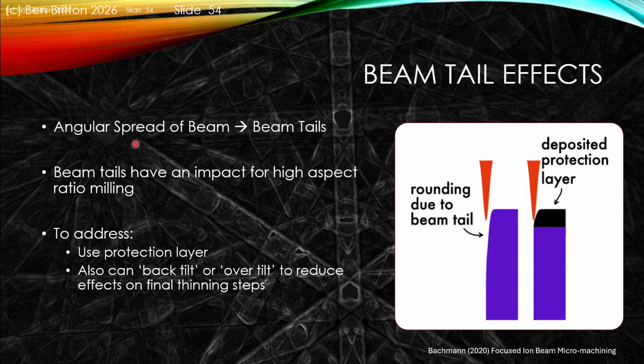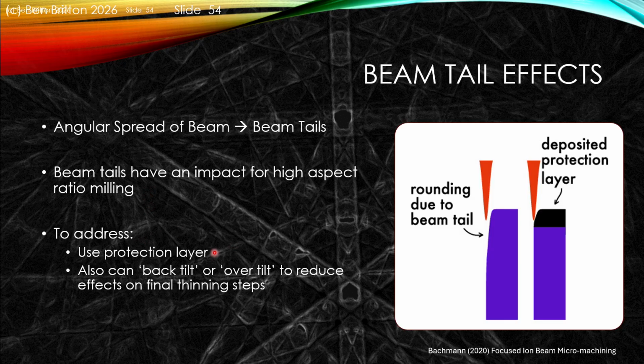So the beam tail effect is that we have effectively an angular spread of the beam, and that will create a slight rounding as we mill the surface. The rounding can be reduced if we put a deposited amorphous protection layer that can help us improve the quality of our cut as we remove one layer after another. So we might cap the material to improve the quality of the cross section. And we've actually seen this already in the lecture. If you saw that gallium arsenide thin layer structure, where the cap improved the quality of the cross section quite significantly. So the beam tails have a really high impact for high aspect ratio milling in this case.